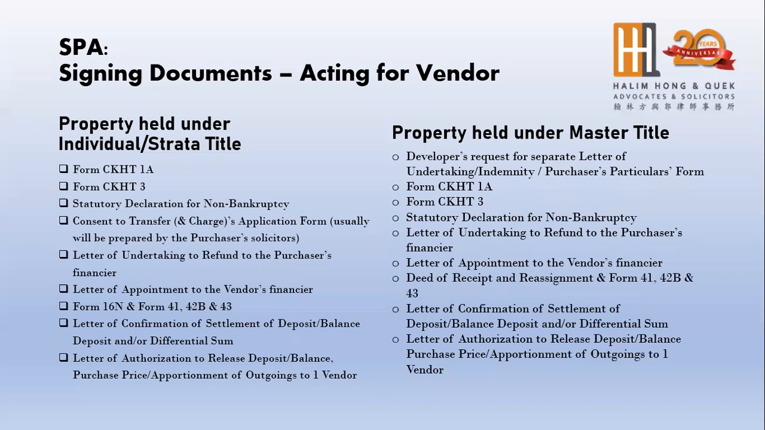Okay, so we can briefly go through the documents that you need for sub-sale. If you are acting for the vendor, for property under individual or strata title, you have to prepare the CKHT form because you have to submit an RPGT for the vendor. Even if RPGT is not payable, you still need to submit. And then a statutory declaration for non-bankruptcy. This is a very standard document.